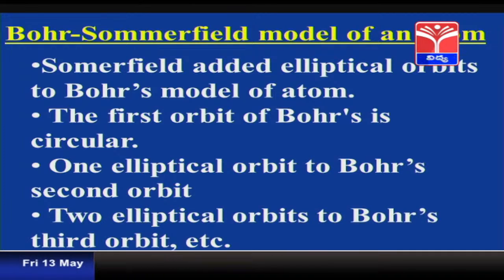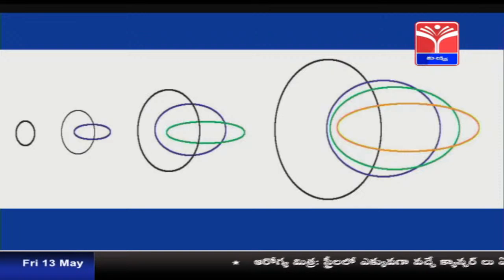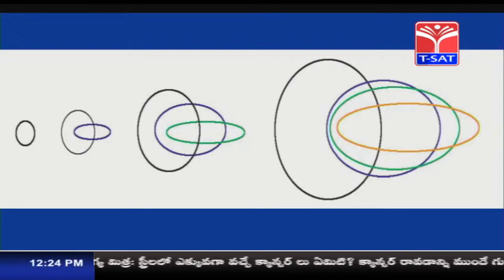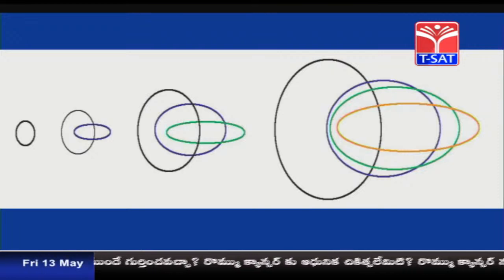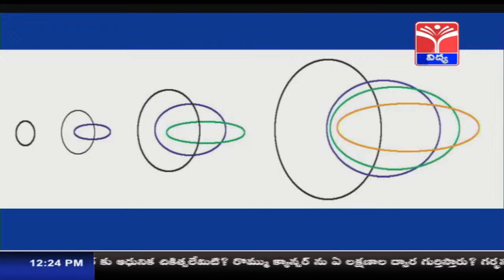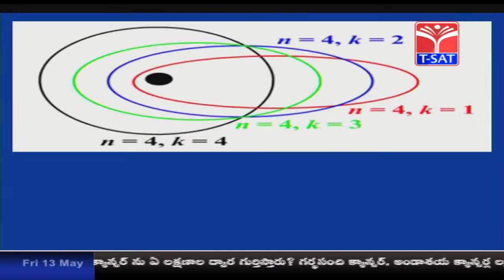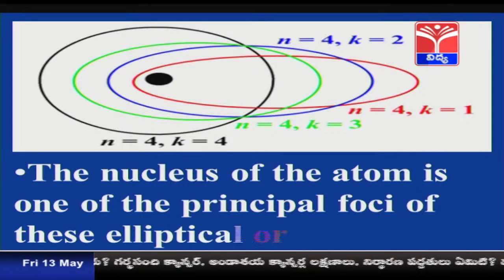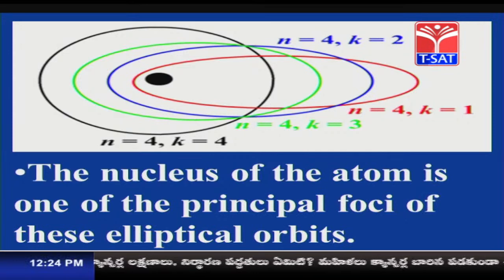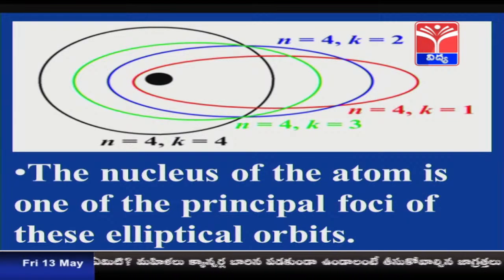Children, you can see in this diagram, the first orbit is circular, and in the second there is one circle, and the other one is elliptical. In the third orbit there are 3 subshells, one is circular and the remaining 2 are elliptical, and in the fourth there are 4 subshells, one is circular and the remaining are all elliptical orbits. See here, according to Sommerfeld, the nucleus of the atom is one of the principal foci of these elliptical orbits.